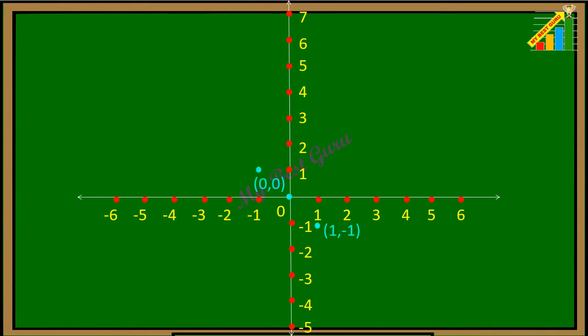Second point is 0 comma 0. It is in the middle part. And third point is minus 1 comma 1. And just draw the line and write down the equation. So x plus y is equal to 0. It is the equation of this line.